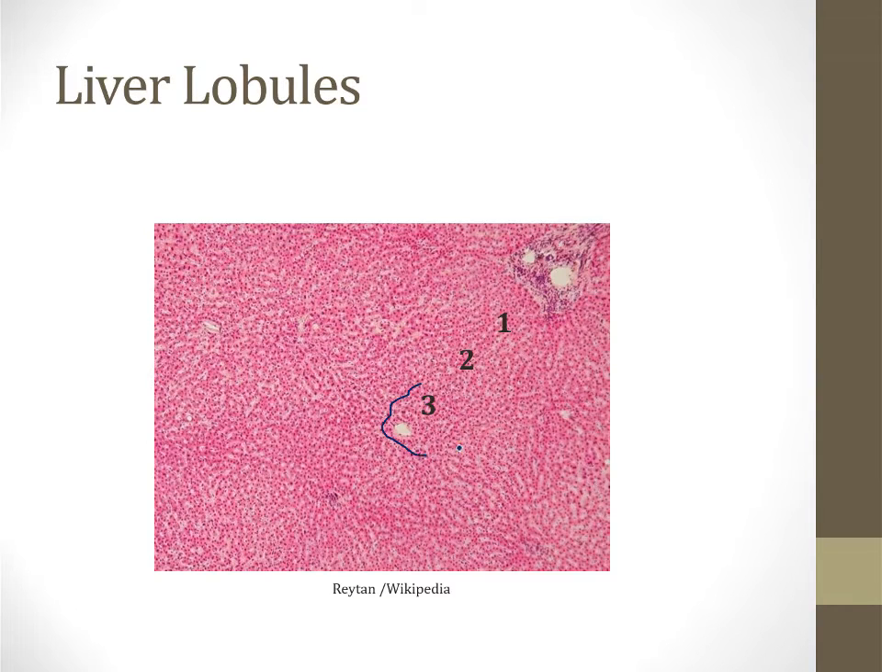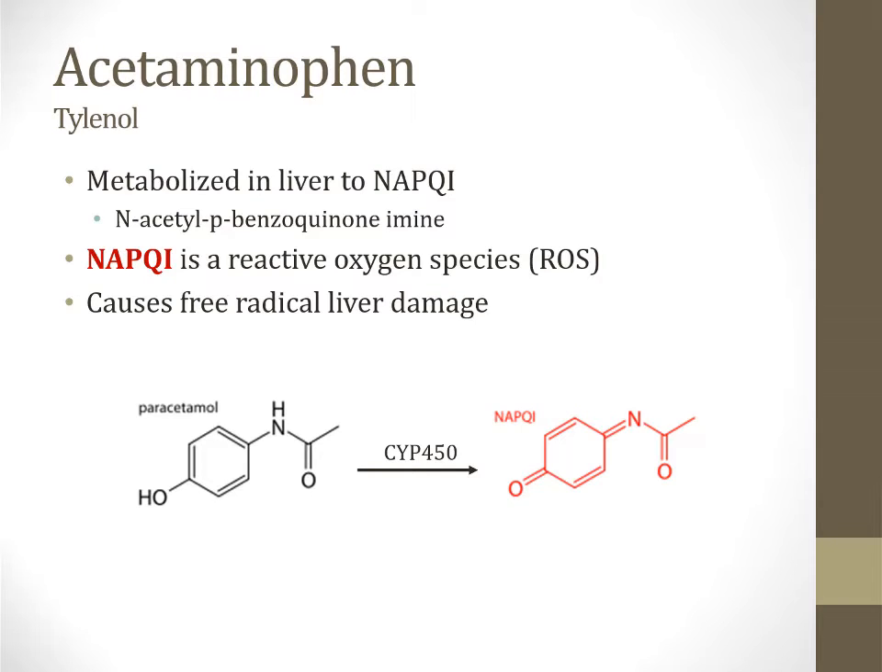It's right here, zone 3, that you are going to see the damage when patients take drugs that are metabolized by the P450 system into free radicals. The classic example of a drug that causes free radical damage to the liver is acetaminophen or Tylenol. Tylenol is metabolized into a substance known as NAPQI, or N-acetyl-p-benzoquinone-imine. NAPQI is a reactive oxygen species and it causes free radical damage in the liver.